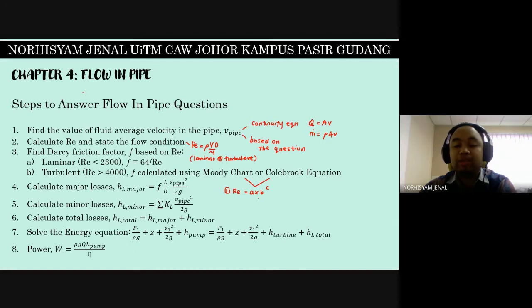So it means whatever answer that you get, for example, if the answer is 34,000, it needs to be 3.4 times 10 to the power of 4. So that's the first thing that you need to do.